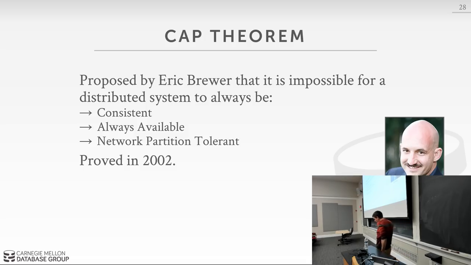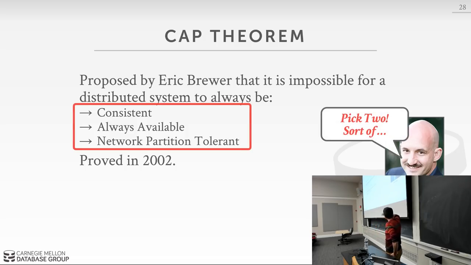He's super nice. He proposed this as a conjecture in the late 1990s, early 2000s, and it has since been proved rigorously with theory that this is actually correct. He says that if you're going to have a distributed database system, or a distributed system in general, it's impossible to be consistent, always available, and network partition tolerant all at once. I'll explain what that means as we go along. Basically, you can pick two out of the three.